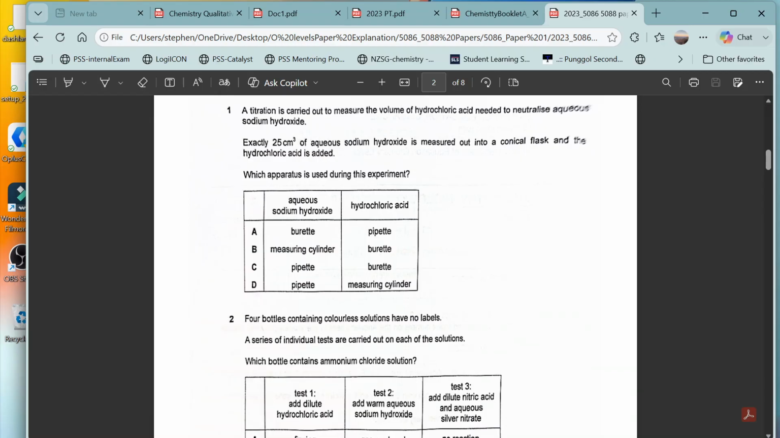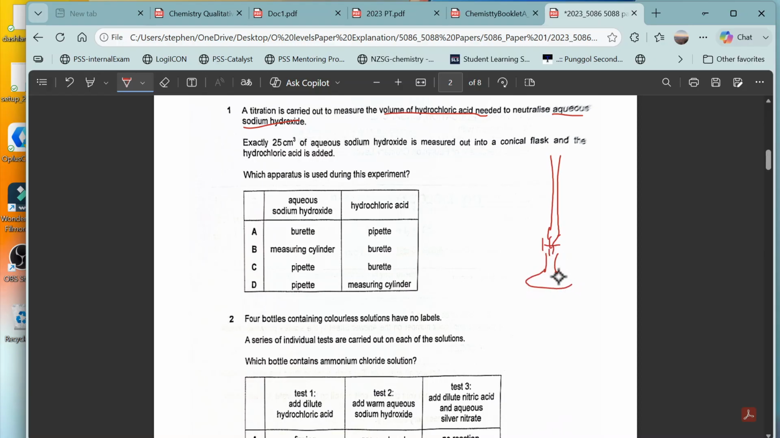Titration is carried out to measure the volume of acid needed to neutralize aqueous sodium hydroxide. So this is a typical neutralization experiment. Can you remember what is a titration? Yeah, so I draw a simple burette here, and then you have a conical flask, right? So you either put your acid or your alkaline into these two apparatus.